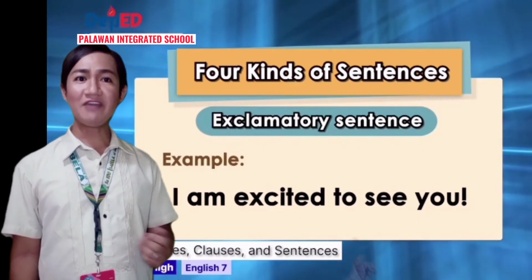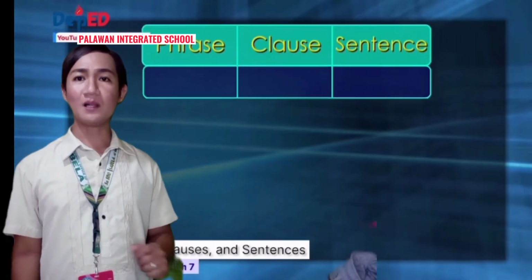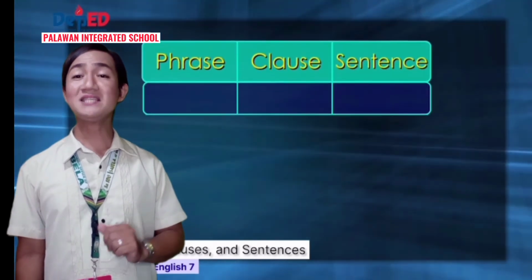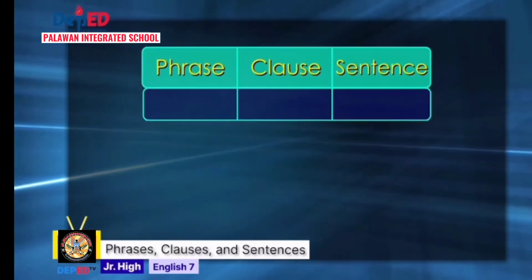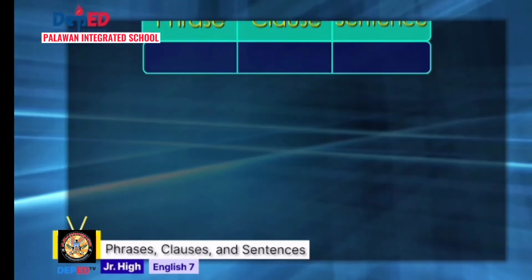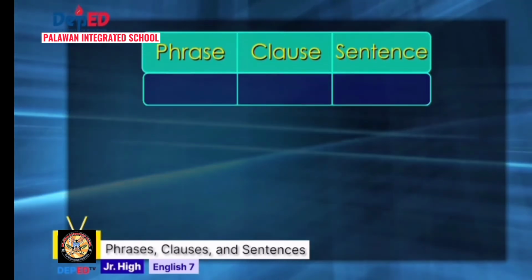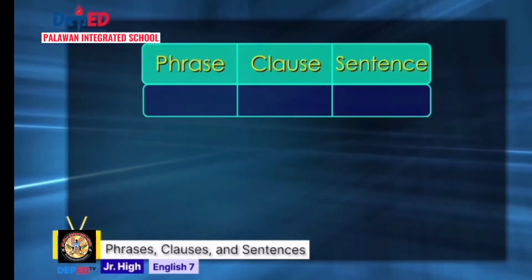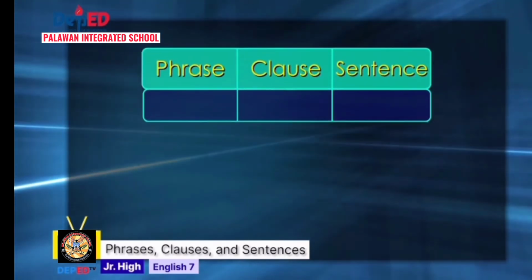Now, let's see if you really distinguish a phrase, a clause, and a sentence by answering this task. Read each group of words and identify each group as a phrase, a clause, or a sentence. On your paper, classify them by completing this table.